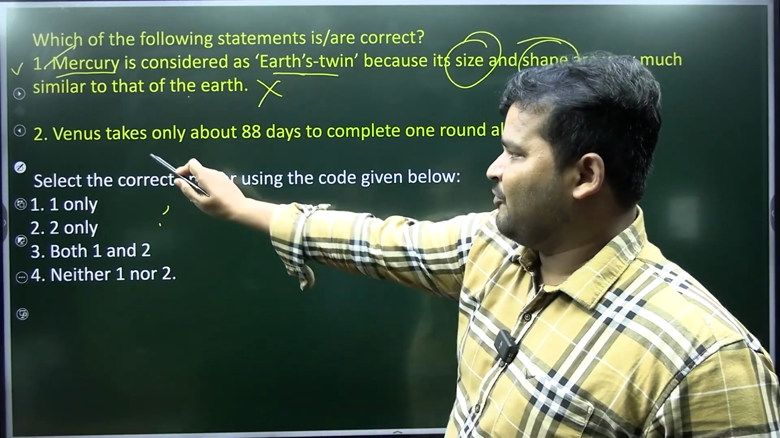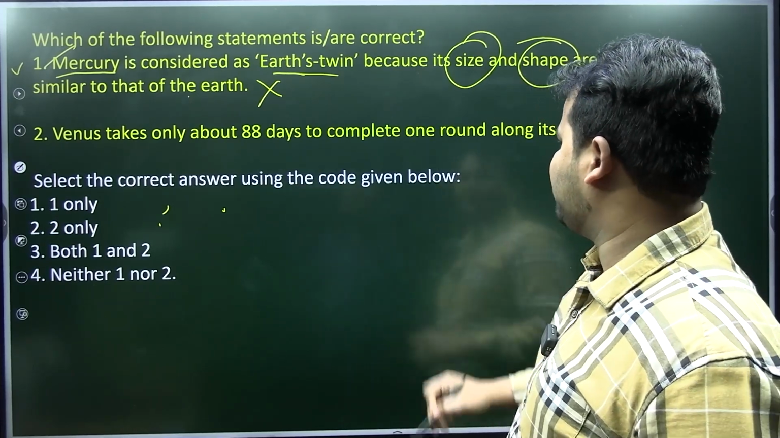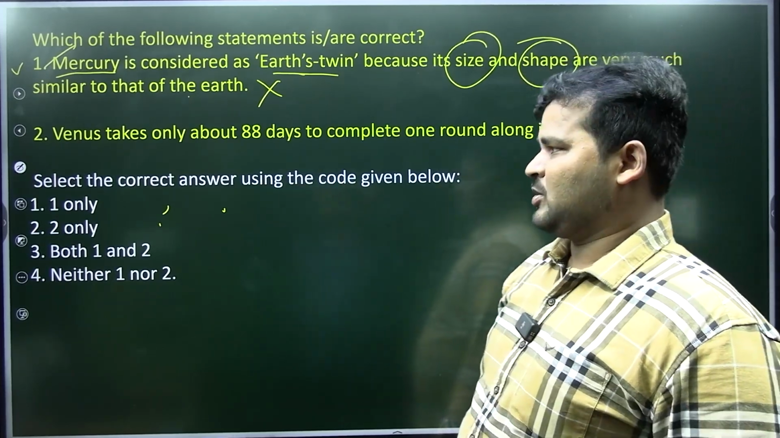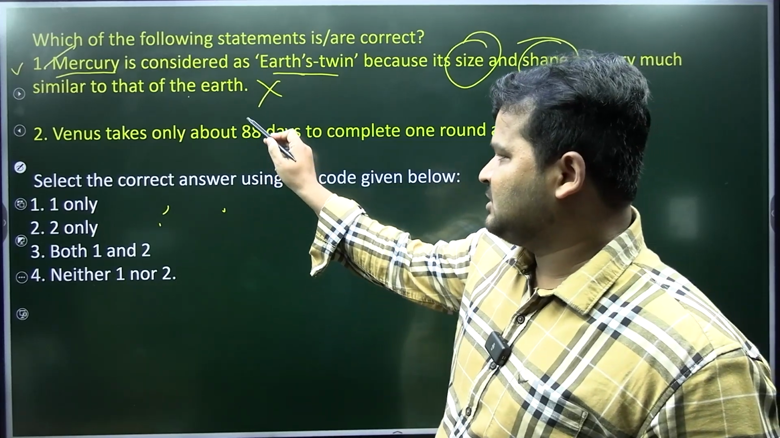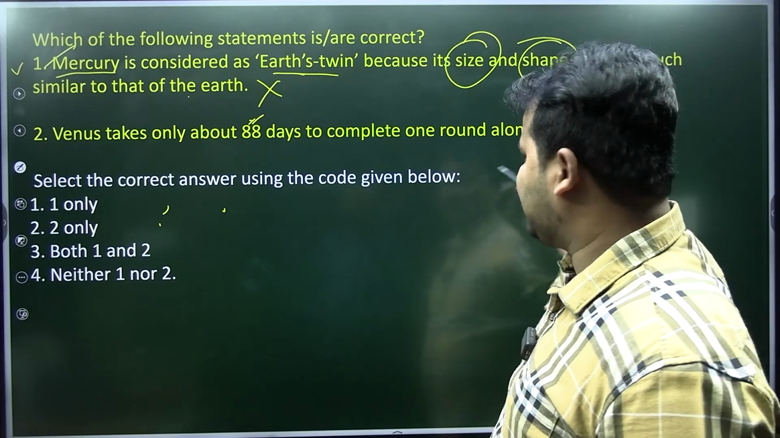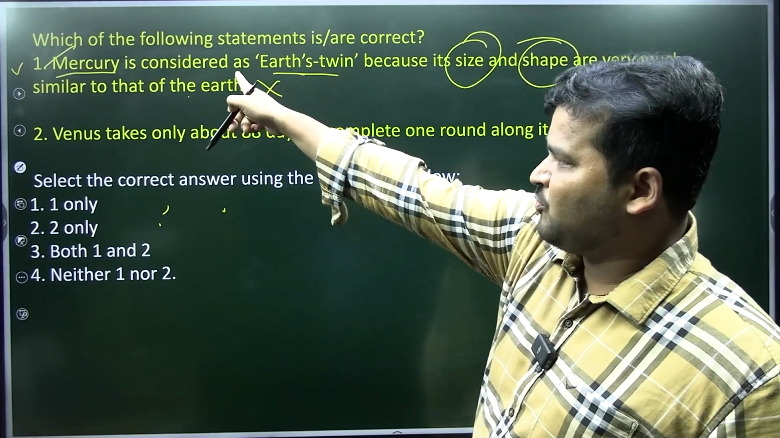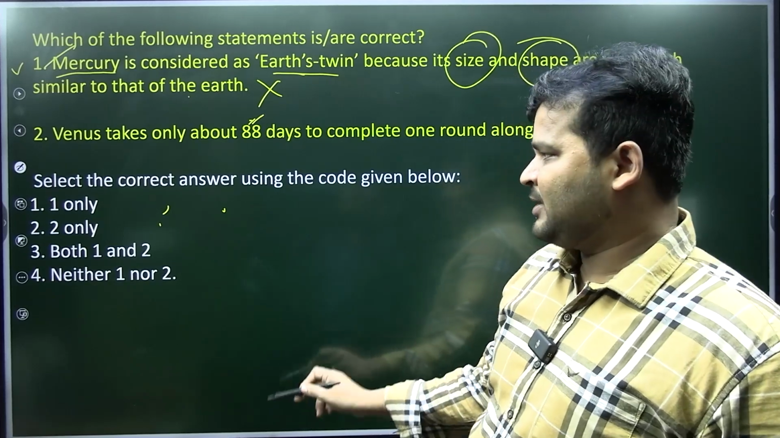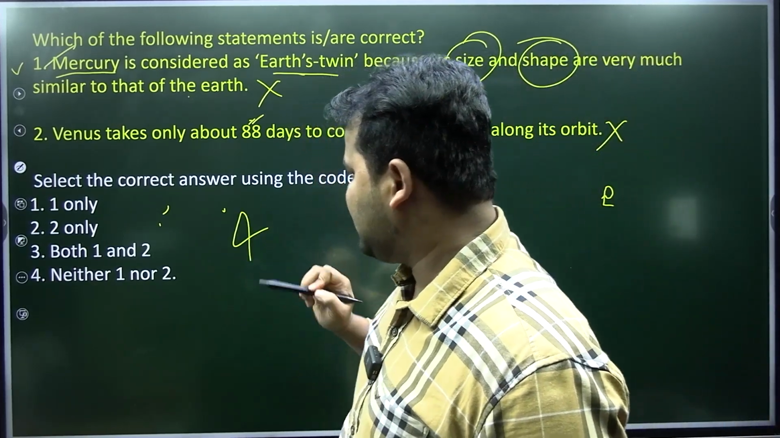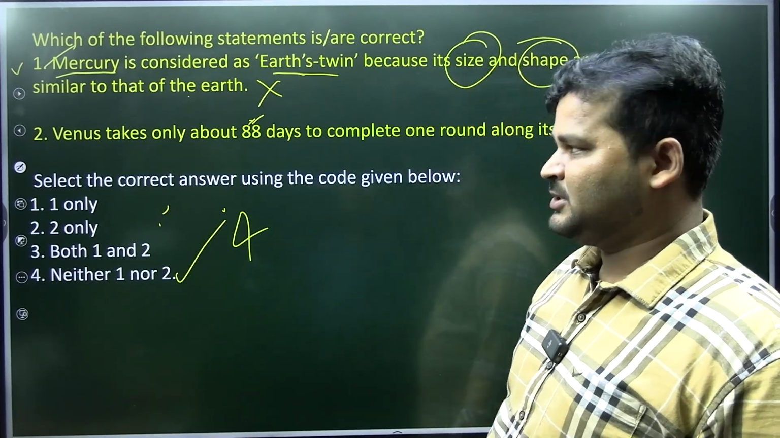Second one, Venus takes only about 88 days to complete one round along its orbit. It's not Venus, it's Mercury. So that's why it is also a wrong statement. So both 1 and 2 are wrong. So finally, what will be the answer for this question? 4. So 4 is the right answer for this question.